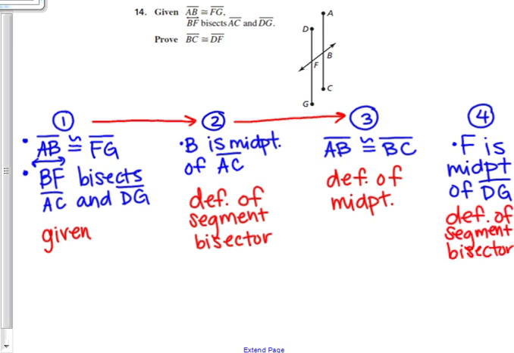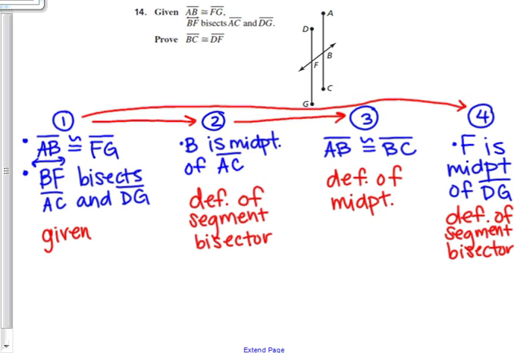So I said that if F is the midpoint, then, no, I'm sorry, I said that if BF is the segment bisector of DG, then it hits at the midpoint, which is F. And I know that because of the definition of a segment bisector. So what I'm going to do is draw a line from 1 to 4, because I knew the if-then statement was created from 1 to 4. I said that if line BF bisects DG, then F is the midpoint of DG.